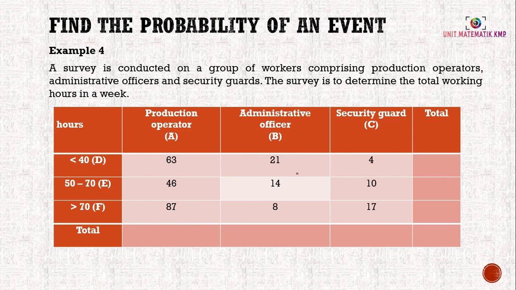So for the first row, we just add up the total. So 63 plus 21 plus 4, and then you can get 88. So 46 plus 14 plus 10, you can get 70. 87 plus 8 plus 17, 112. And continue to complete the table. So this is our total of sample space lah. So the total workers is 270.